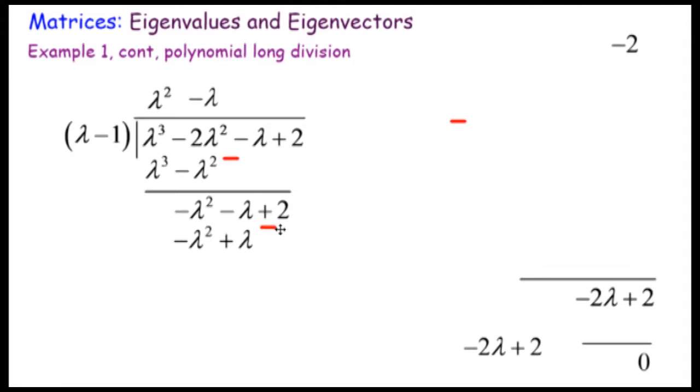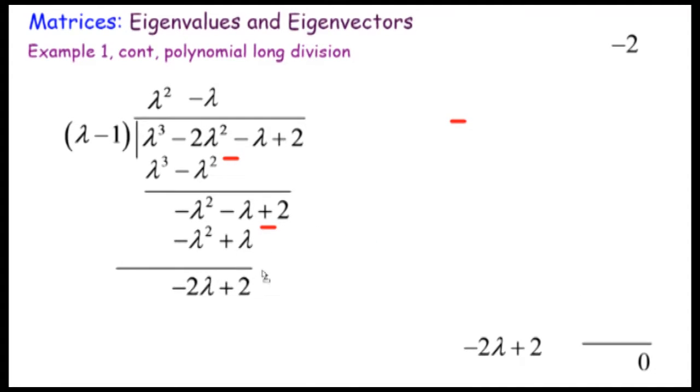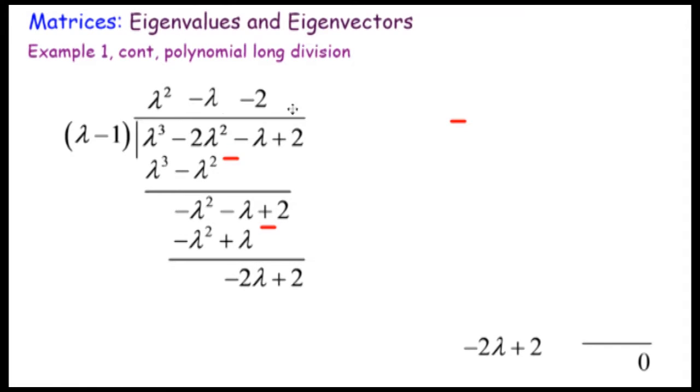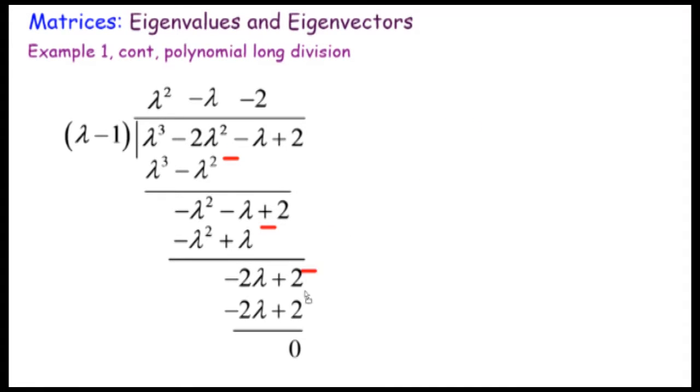Hopefully, let's have a quick look. Does this work? Lambda squared minus lambda squared is 0. We end up getting minus 2 lambda and bring down the 2. Now we go lambda into minus 2 lambda, goes minus 2 times. Minus 2 times lambda, and minus 2 times minus 1. As you can see, when you subtract those, you'll end up getting 0.